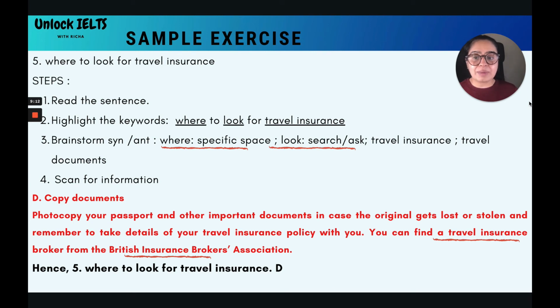And now it's time to scan for the information on the basis of these keywords. After skimming the passage, I have picked up paragraph D. As the title of the paragraph says, copy documents, and the last line of the paragraph says, you can find a travel insurance broker from the British Insurance Brokers Association. So once again, our fifth sentence is the paraphrased version of the information given in paragraph D. Hence, the answer for the fifth sentence is capital D.